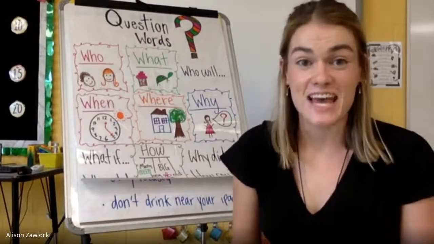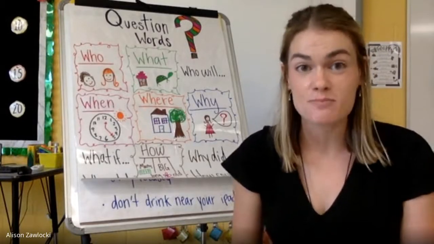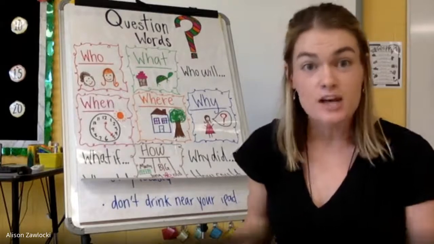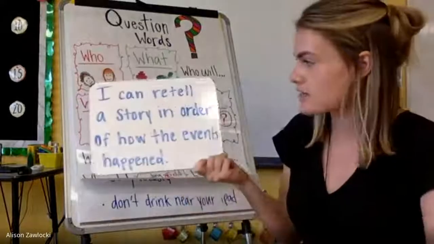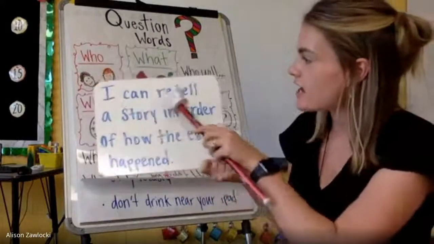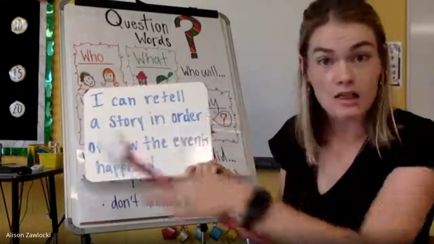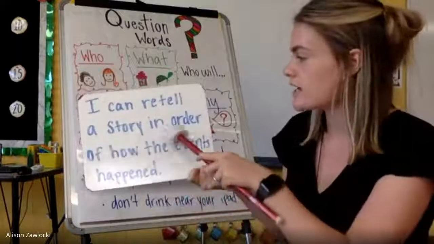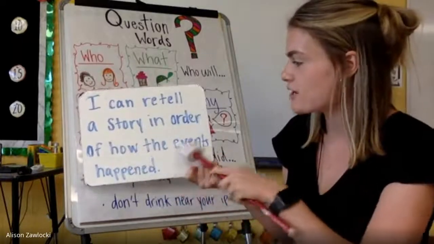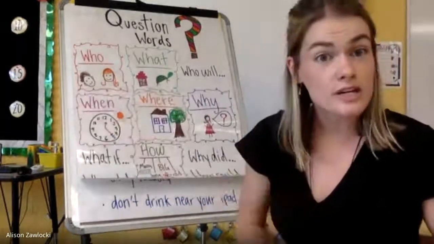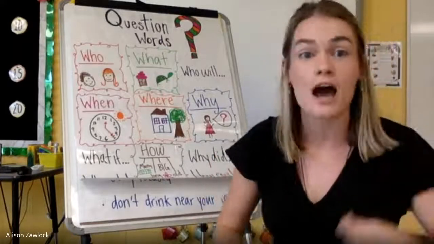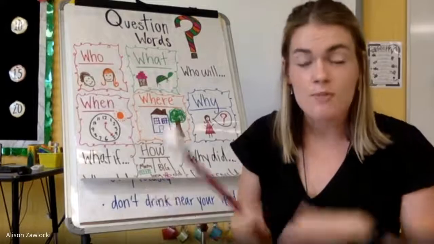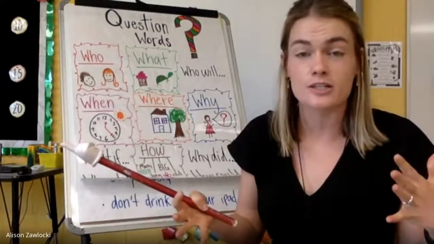Hi class, today we are going to start our reading lesson by going over our I can statement. So what we're going to be learning this week. So right here, let's read it together. It says, I can retell. That means tell a story again, a story in order of how the events happened. So when you read a story, we're going to learn how to tell it again in order of how the events happened. Before we do this, I want to review what we learned last week.